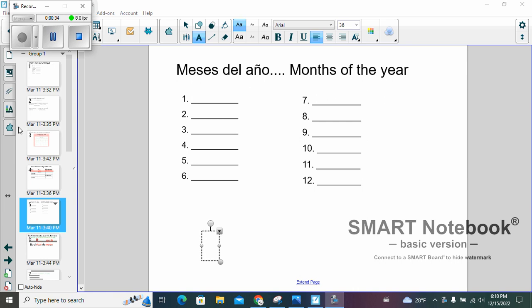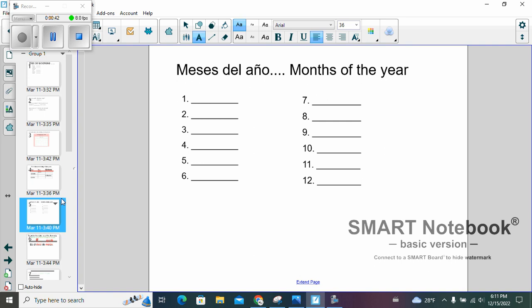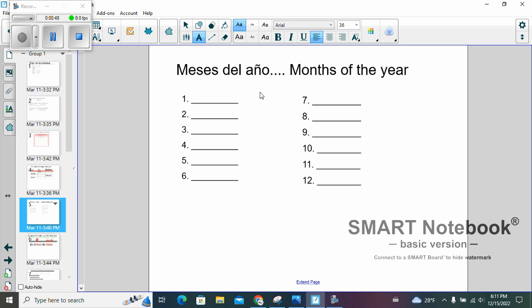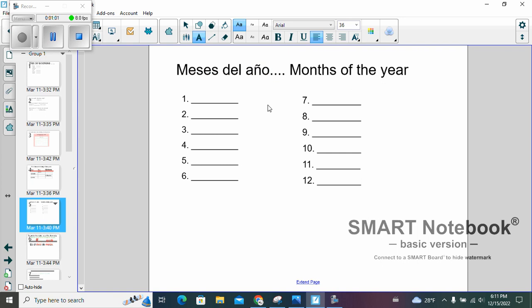You might remember that we just finished the days of the week and we filled in our little chart with yesterday, today, and tomorrow. And so now we're going to talk about the months of the year. In Spanish, months of the year is meses del año. Again, meses del año. And this N has a tilde on it. The tilde tells me that it's not a normal N and it doesn't make an N sound. It makes a ñ sound. Año. So that's why that happens.